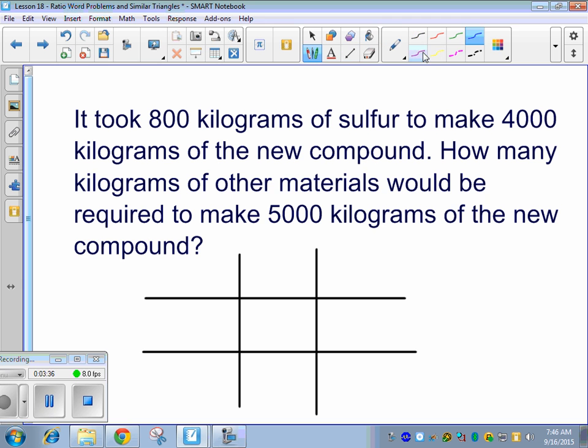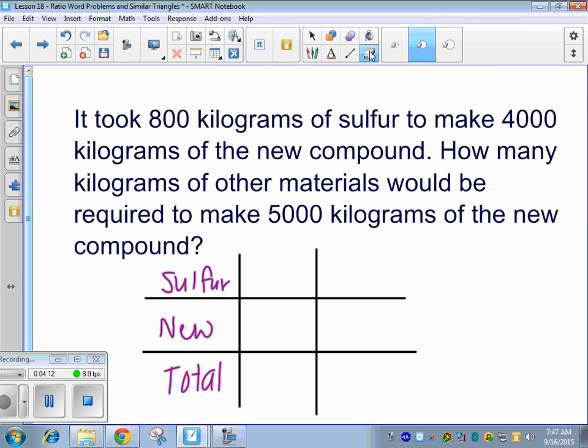And we're comparing the two compounds. So, first of all, who has an idea of what words we could put here? Let's see. Landry, what do you think? Sulfur. What was the other one you said? New compound, okay. And total. All right. So we have sulfur. And actually, I don't think it's going to be new compound. What do you guys think?